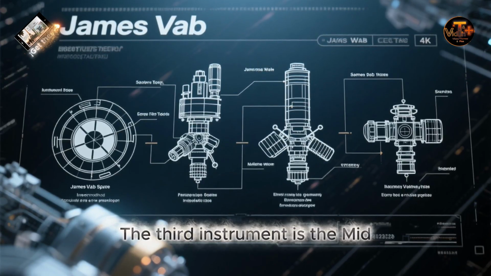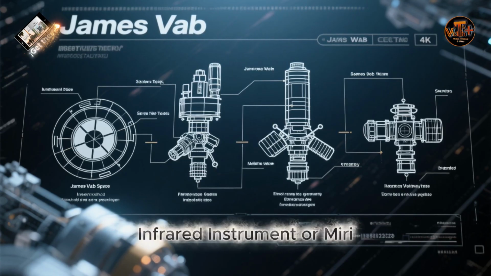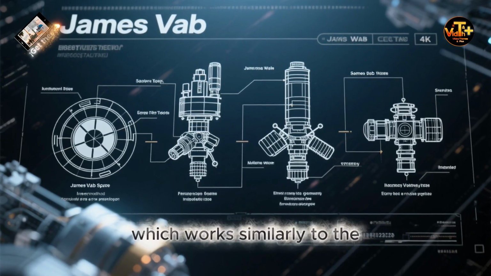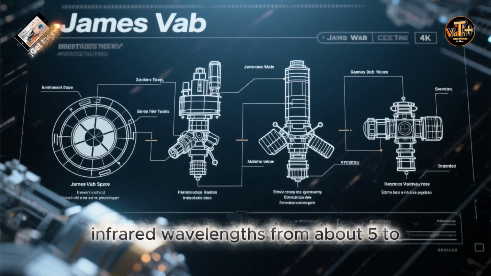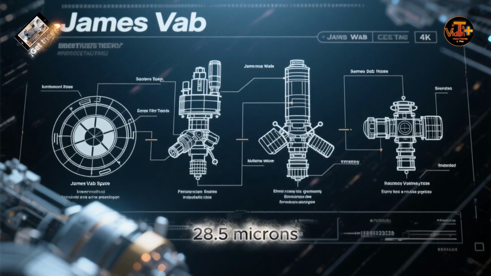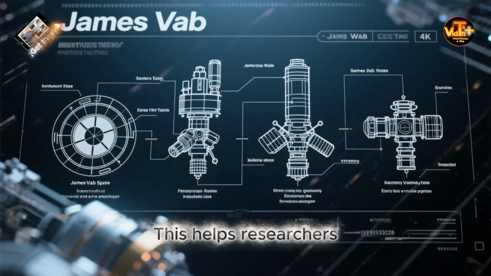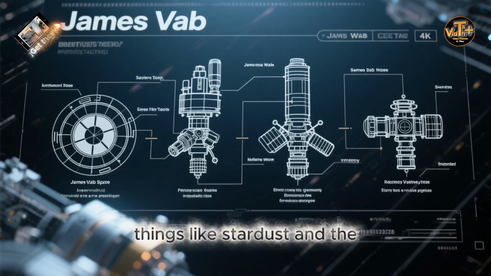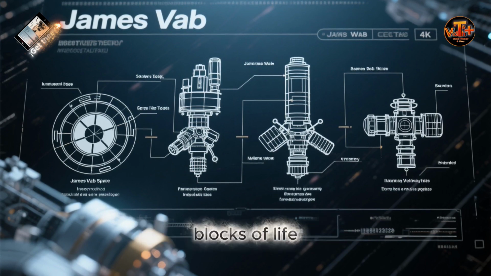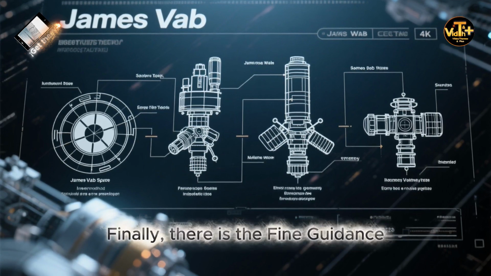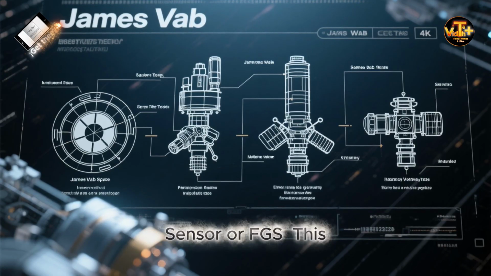The third instrument is the mid-infrared instrument, or MIRI, which works similarly to the NIRCam but focuses on longer infrared wavelengths, from about 5 to 28.5 microns. This helps researchers learn more about cool things, like stardust and the organic molecules that could be the building blocks of life. Finally, there is the Fine Guidance Sensor, or FGS.